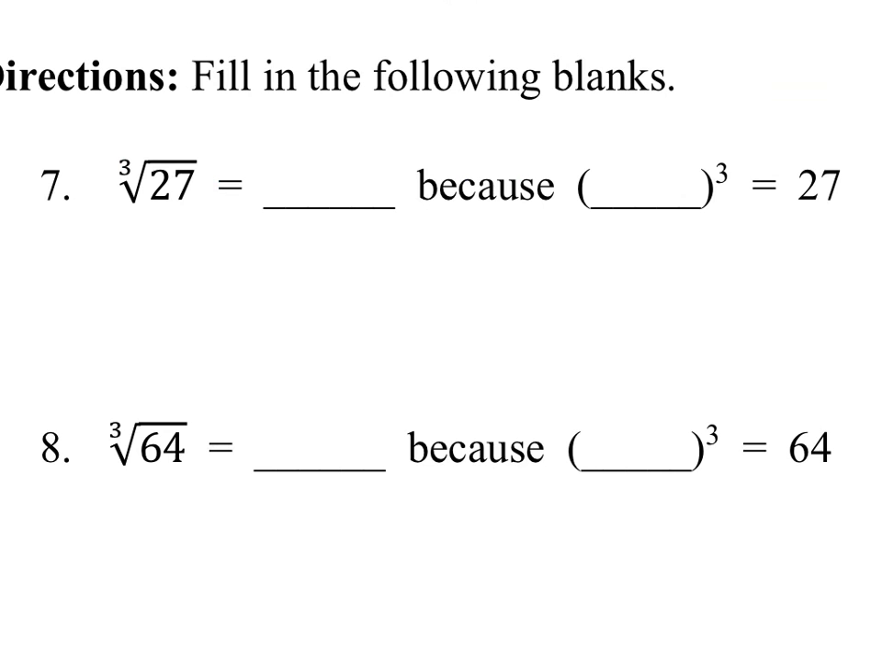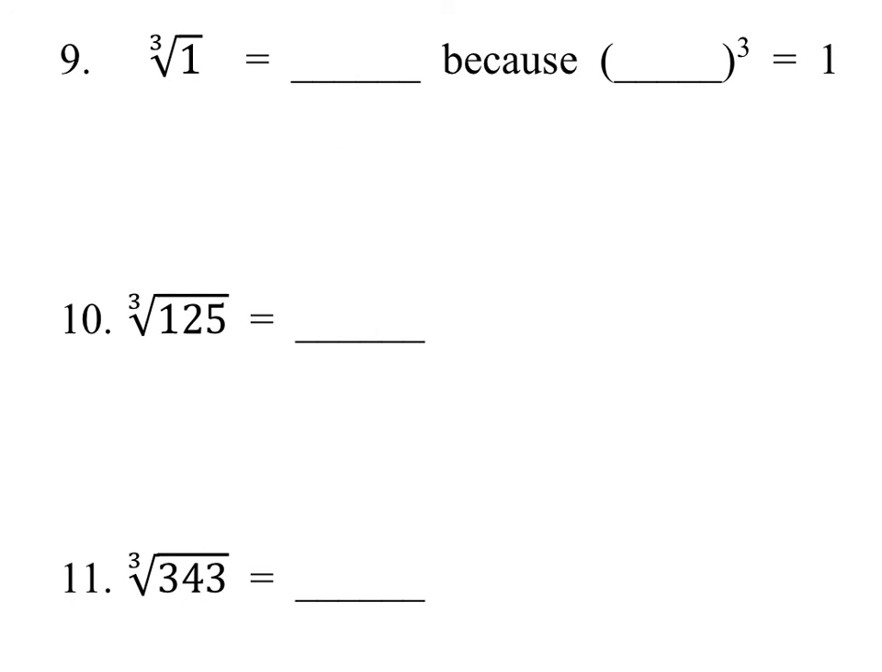Numbers 7 and 8, let's fill in the blanks. So 7, the cube root of 27 is 3, because 3 cubed is 27. Same with 64. That would be 4, because 4 times 4 times 4 is 64. So number 9, the cube root of 1 is 1, because 1 cubed is 1. Continuing, number 10.